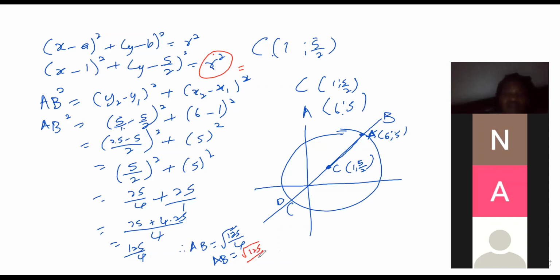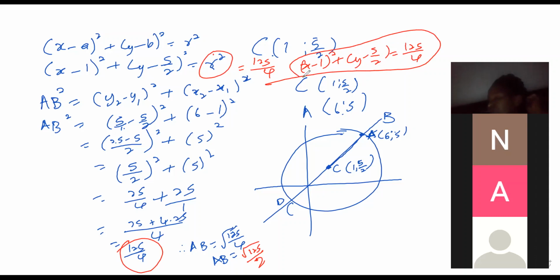The bottom one we know is 2. Okay, so our R squared is this, so this is going to be 125 over 4. Let me just check if we've got the same answer. Yeah. Okay, so the equation of the circle is x minus 1 squared plus y minus 5 over 2 squared equals 125 over 4. That's the equation of the circle.